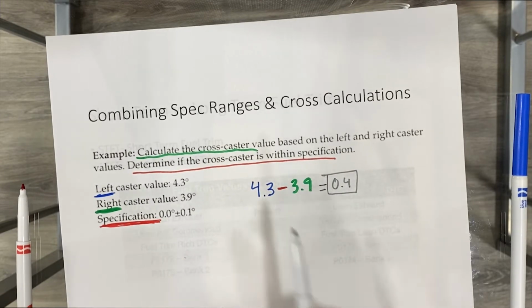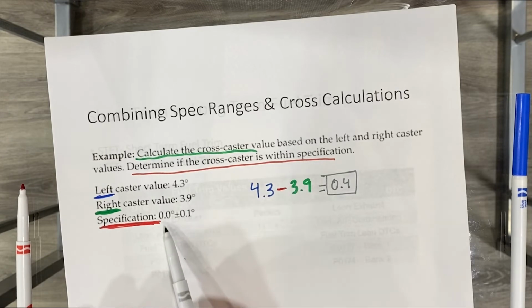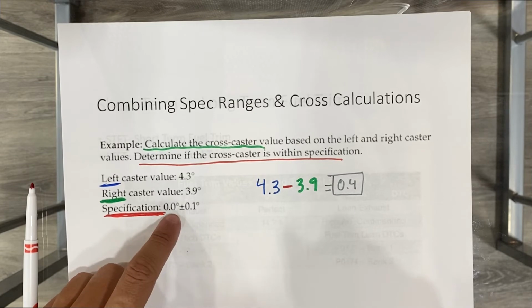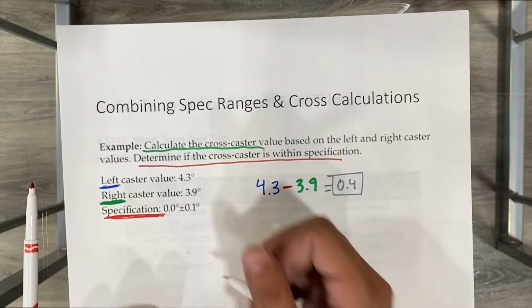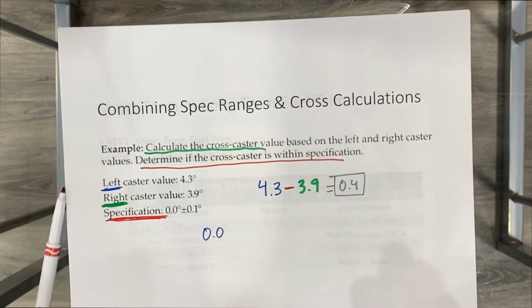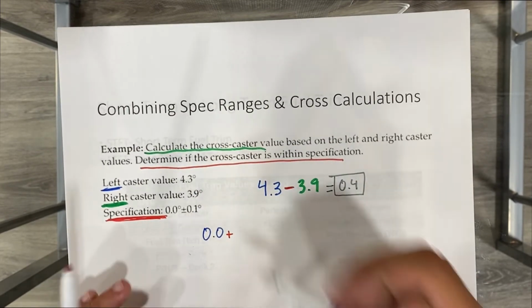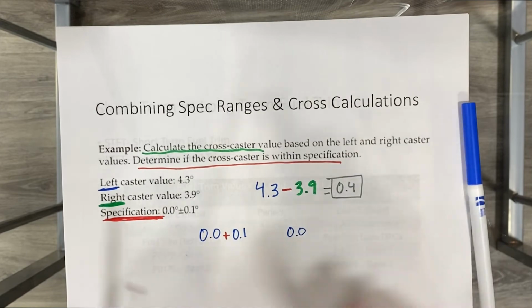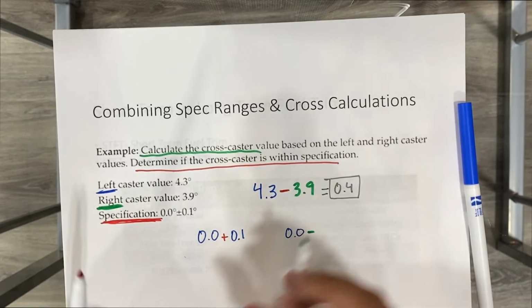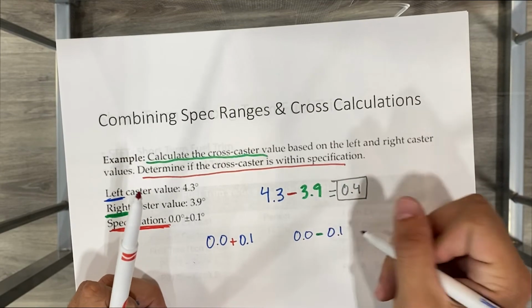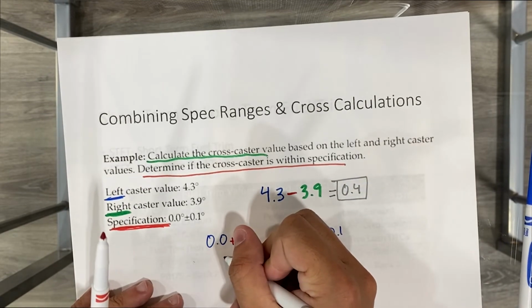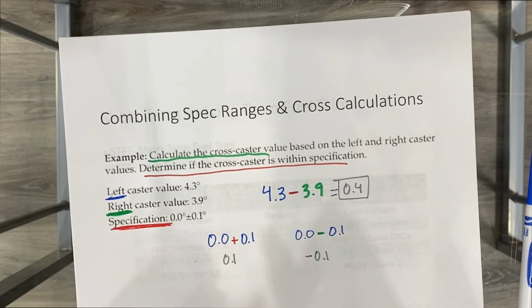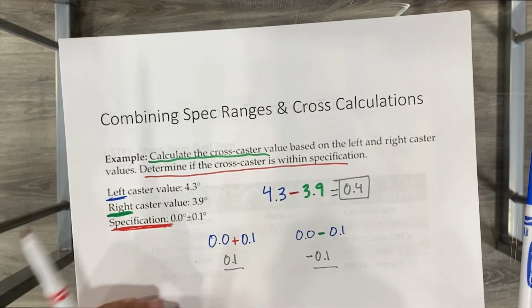The second part asks us to determine if that crosscaster is within the spec. So in this problem, we have a specification range of 0.0 plus or minus 0.1. So if we remember, we've got 0.0 plus 0.1 and 0.0 minus 0.1. And if we do the math out, we're going to have 0.1 and negative 0.1. So that means that our answer has got to fall somewhere between these two values.